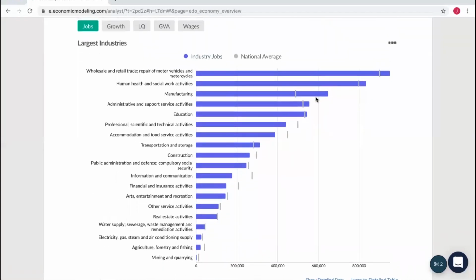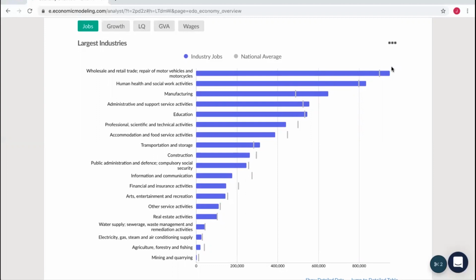So now we're looking at the largest industries. Some of this is what was mirrored earlier on in the narrative at the top of the report. So this is largest industries by job. The little grey bars on the chart denote the national average. Right at the top of the chart, the largest industry by job is wholesale and retail trade, specifically repair of motor vehicles and motorcycles. And that has more people in that industry compared to the national average within the area that we selected. Second on there, human health and social work activities, manufacturing and admin and support services, and then education.